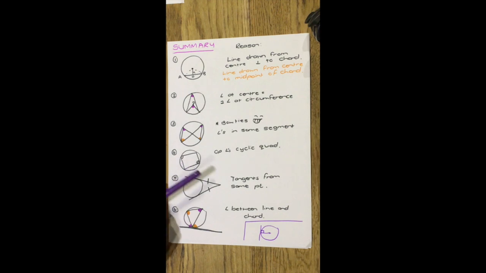All right, number 4, opposite angles in a cyclic quad. I don't know if you remember, but either they'll tell you it's a cyclic quad, or if all 4 of the corners are on the circumference, then you can assume it's a cyclic quad. And in a cyclic quad, remember, the opposite angles are supplementary, which means they add up to 180 degrees.